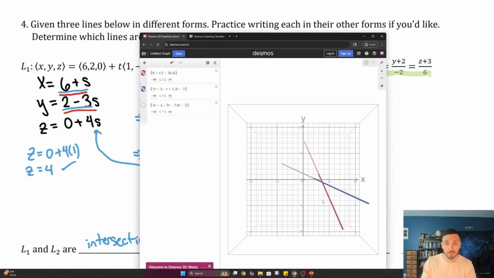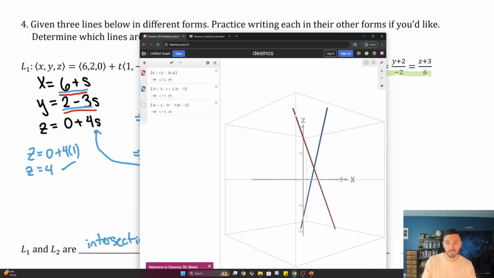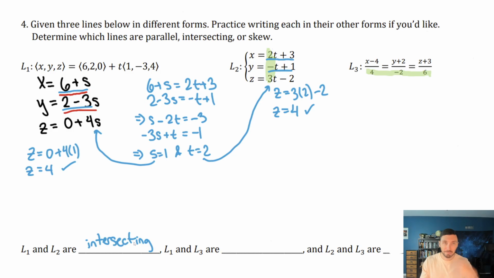And if I lift under the hood here, we can see that they are intersecting, right? These lines intersect in space, which is why I wrote that there. So yeah, 4 is equal to 4, turns out. All right, let's try out line 1 and line 3.